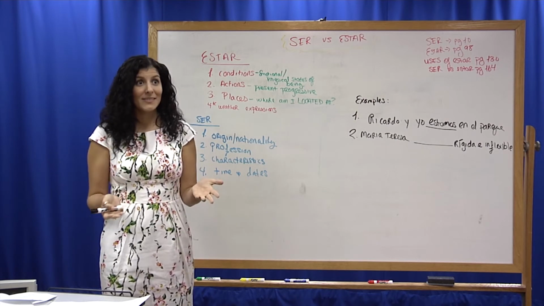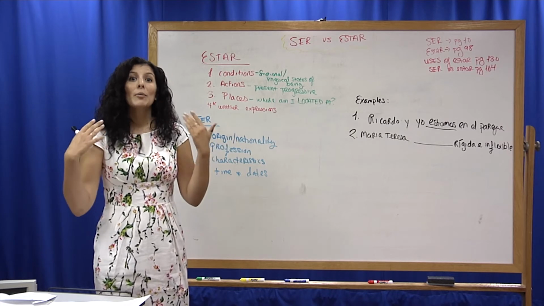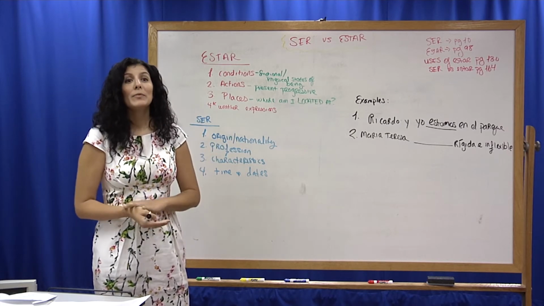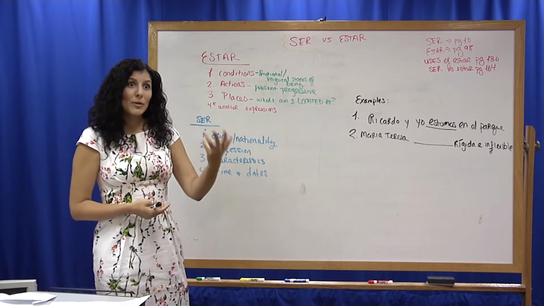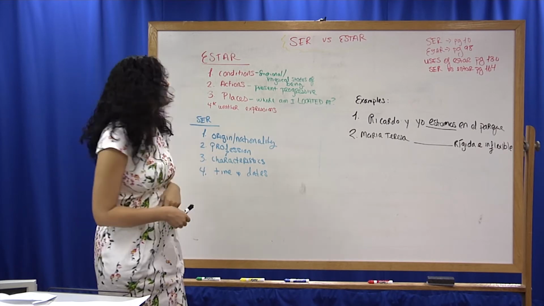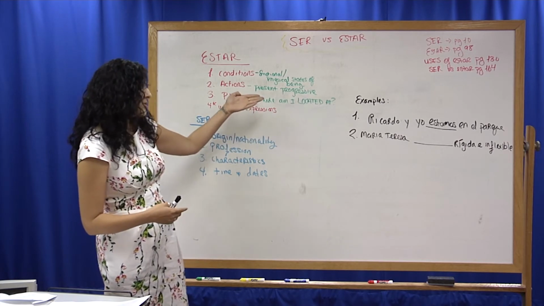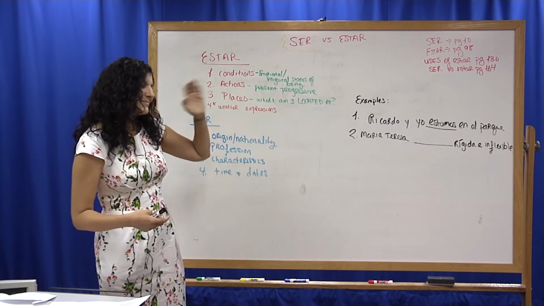Let's go through our test to see which we would use, ser or estar. And remember, we always start with estar to see if we would use that one first, and we go through our 3 categories, and if it doesn't fall within those categories, then we're going to use ser. So let's ask ourselves, is being rigid and inflexible an emotional or physical state of being?